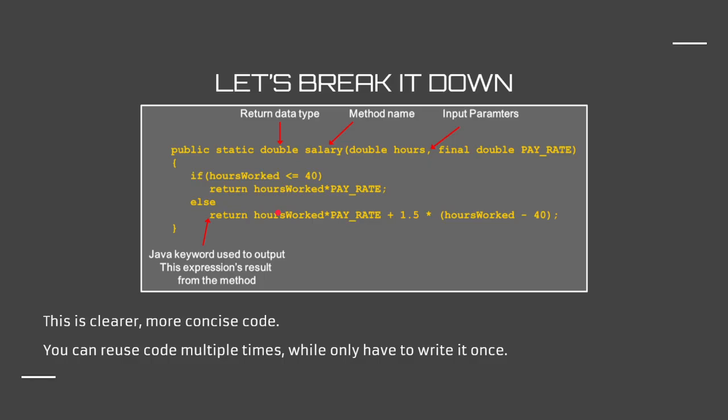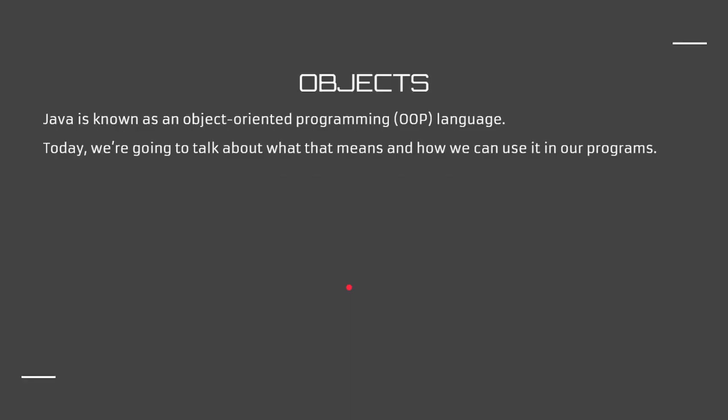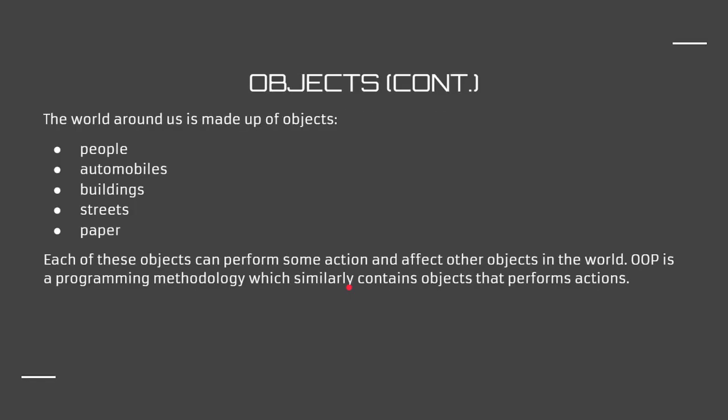So yes, what we just wrote is clearer, more concise code. You can reuse code multiple times while only having to write it once. Okay, so now let's talk about objects. This is where we get into object-oriented programming. So Java is known as an object-oriented programming language, which can be abbreviated to OOP. So today we're going to talk about what that means and how we can use it in our programs.